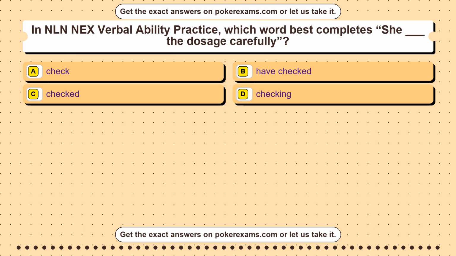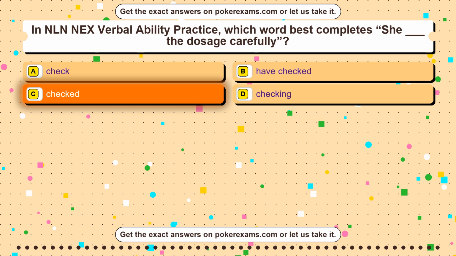Question 3. In NLN NEX Verbal Ability Practice, which word best completes: she blank the dosage carefully? Option A, check. Option B, have checked. Option C, checked. Option D, checking. The correct answer is option C, checked.